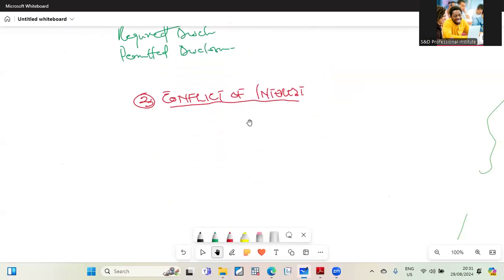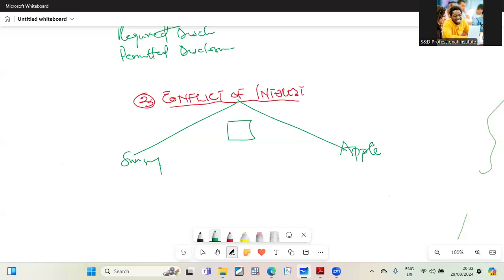All right. So now let's do the conflict of interest. Please, when do we apply conflict of interest? We apply conflict of interest when the auditor is auditing 2 competitors. So let's say Samsung and Apple. So it's not self-review, neither is it self-interest.